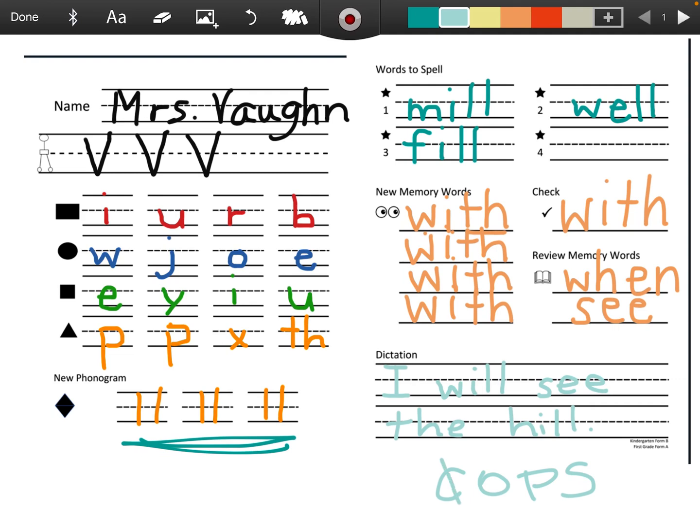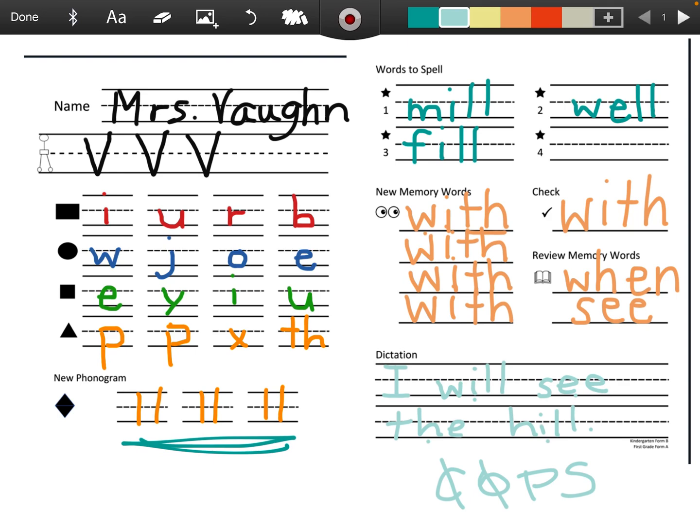If you did that right, cross off your C. O stands for order. So read your sentence real quick. It should say, I will see the hill. So you have 5 words with spaces in between. If you do, cross off the O.